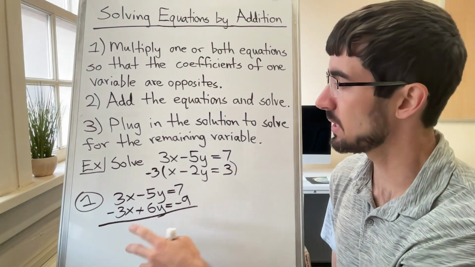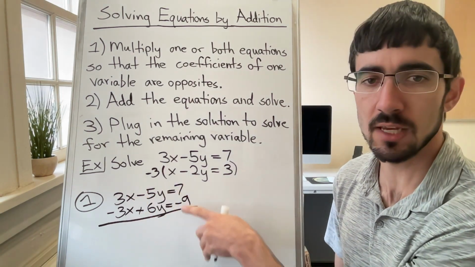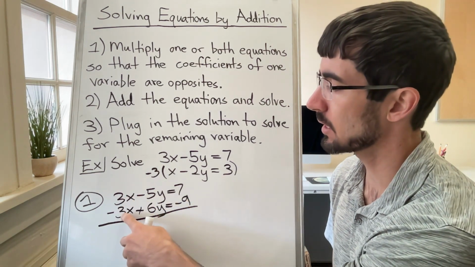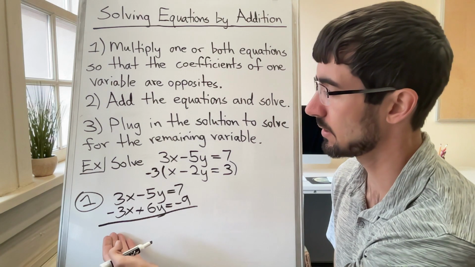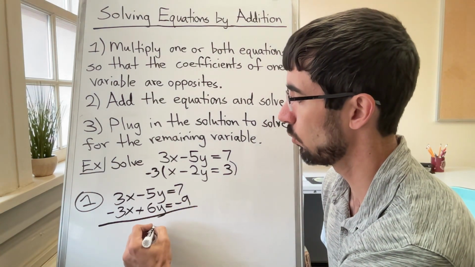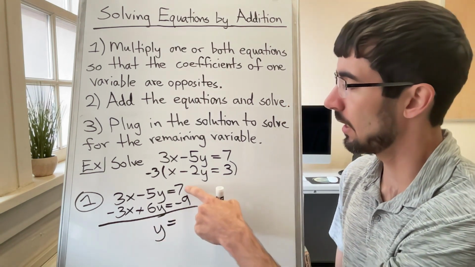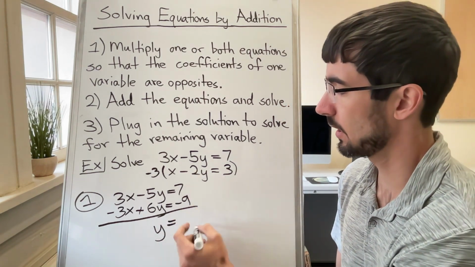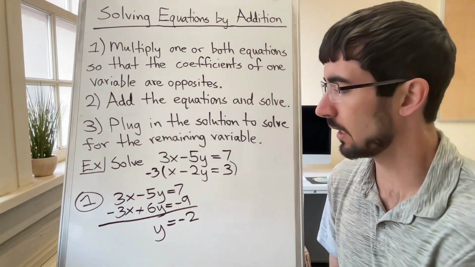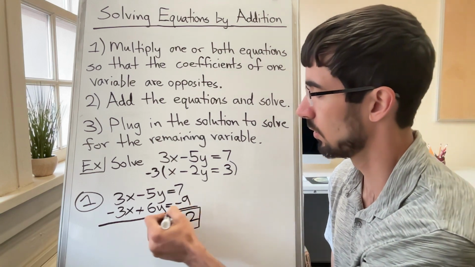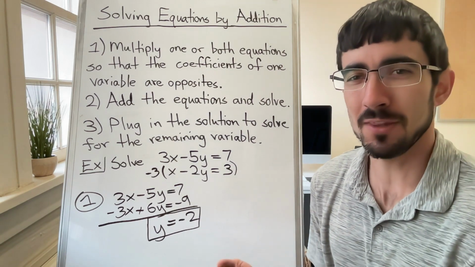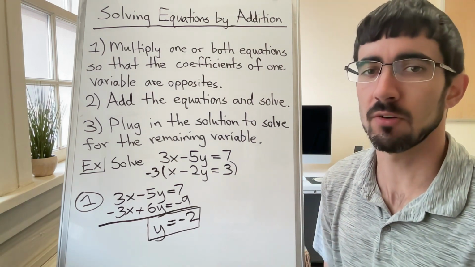So the second step is simply to add these equations together. I have it lined up so all the like terms are together. So I'm going to add 3x plus negative 3x, that's 0. Negative 5y plus 6y, that's 1y. And it's equal to 7 plus negative 9, that's negative 2. So just like that, I got a solution for y. Y equals negative 2. I'm halfway there to solving this system of equations.